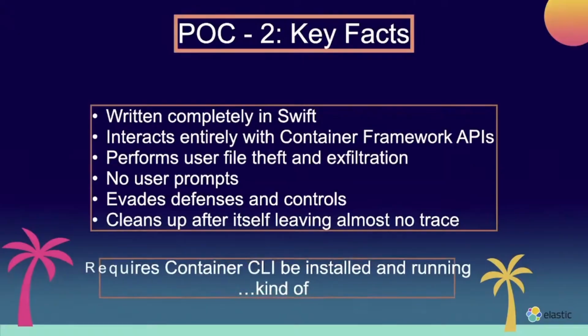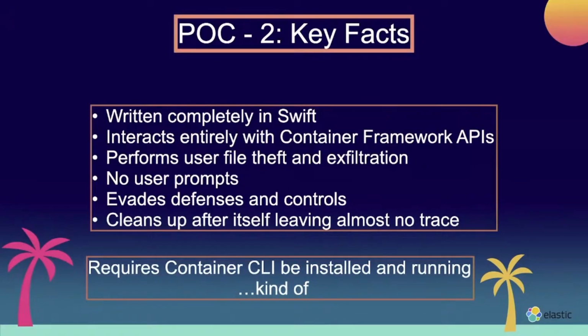Key facts about this: it's written completely in Swift. It's less than 50 lines of code, interacts almost completely with the Container Framework APIs, performs, again, the same thing, file exfiltration, same as the last POC, produces no prompts, again, evades defenses, controls, happens way faster than the last POC. Almost a race condition with file access events.